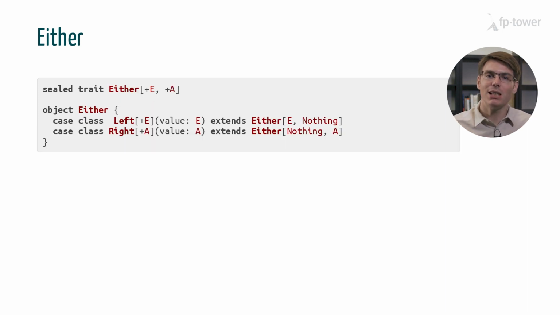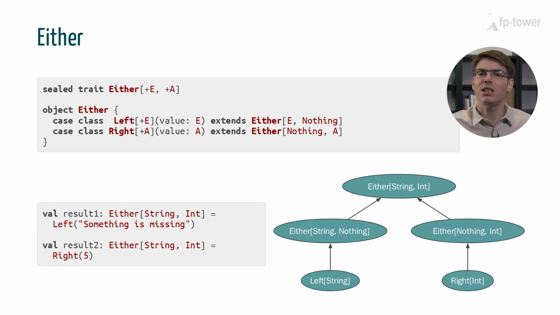Let's take a look at the sealed trait syntax because it is more explicit. With this syntax, we can see that both left and right are classes which extend either. What's particularly interesting is that left and right only define one type parameter, and the other one is set to nothing. Let's go through an example to see the subtyping relationship of either.